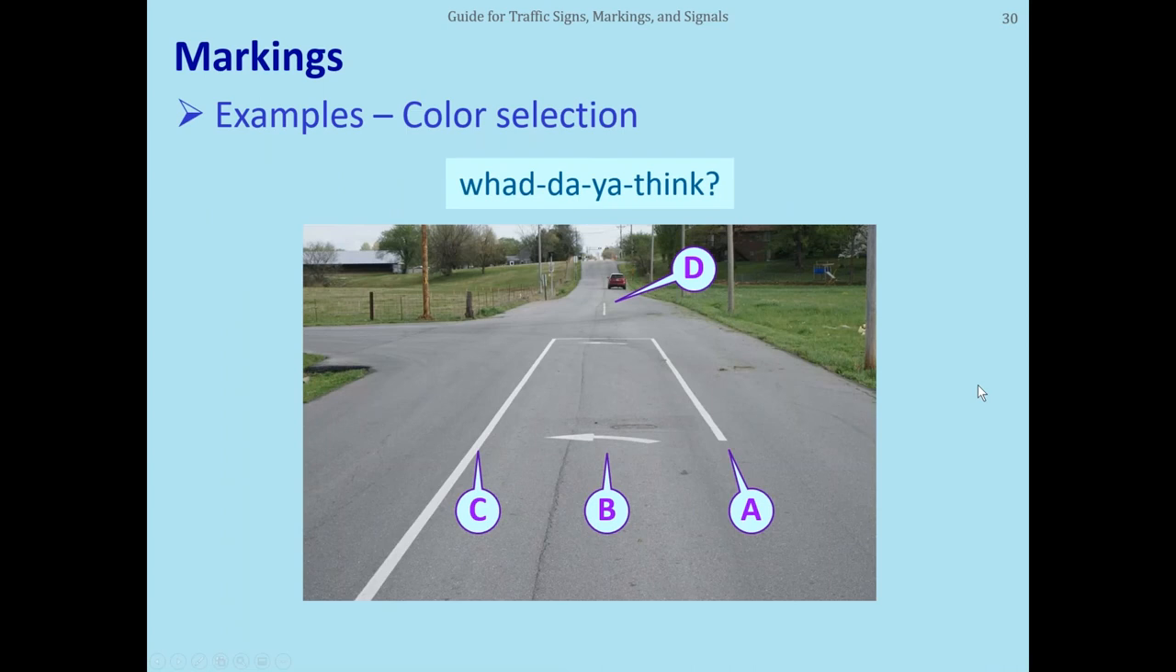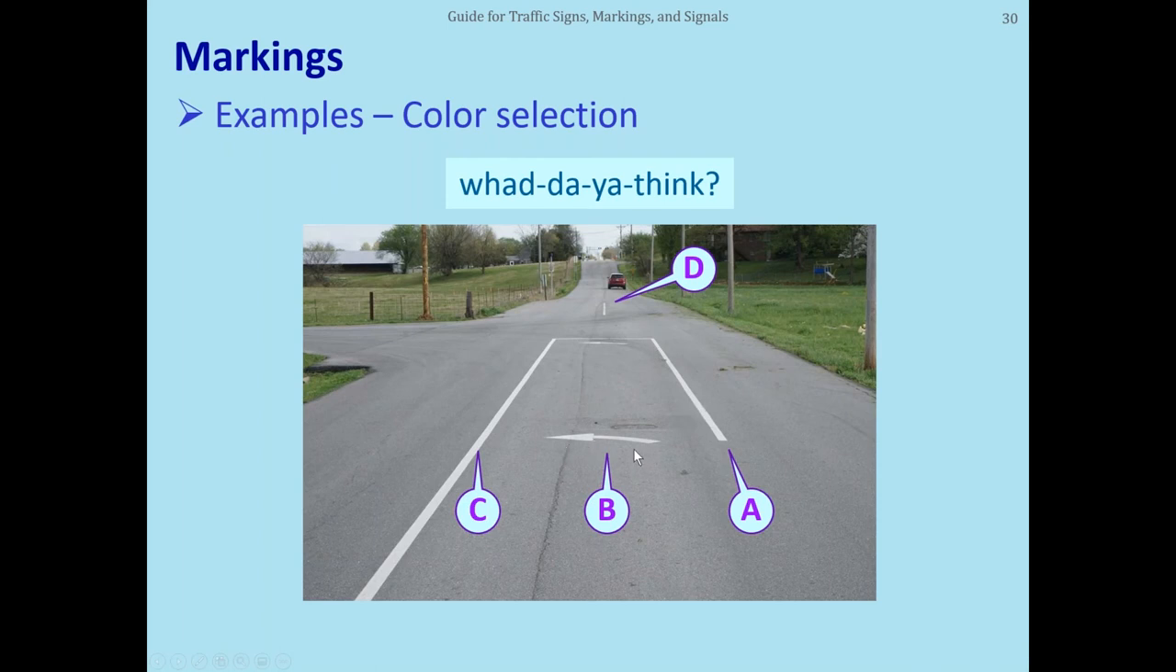Now, what do you think? We've got lines A, B, C, and D. Color, position. Let's look at line A. We might call this the good, the bad, and the ugly. What's it doing? It's separating directions of travel going the same direction. So line A is okay, a white line.